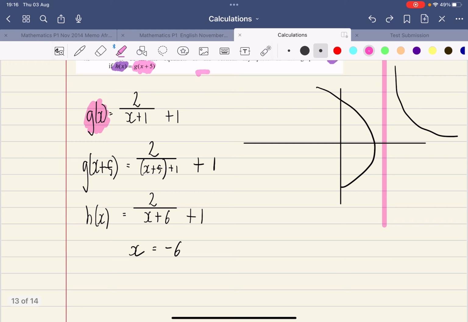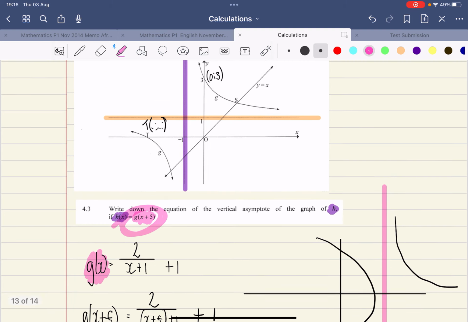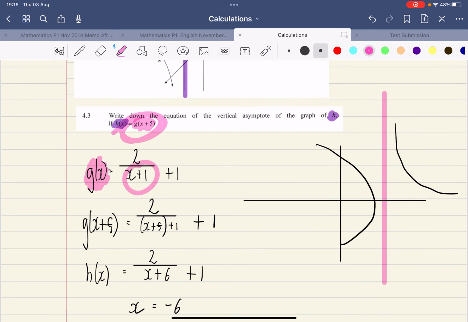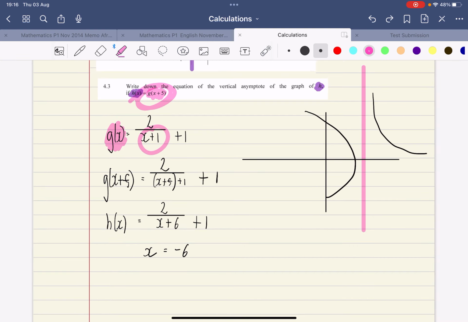And you also don't have to show this working if you just know the answer. If you can see that our graph has been shifted plus 5 and we already had plus 1, x plus 5 plus 1 is x plus 6. And that insinuates a vertical asymptote of minus 6. And that is the question solved.